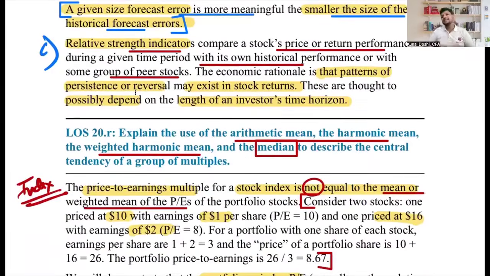Relative strength indicator is a technical indicator where we compare the performance of a stock to the benchmark. We can put up a trend line and see over the history what the stock has done compared to the benchmark or to the peers. It's a technical indicator. Okay.